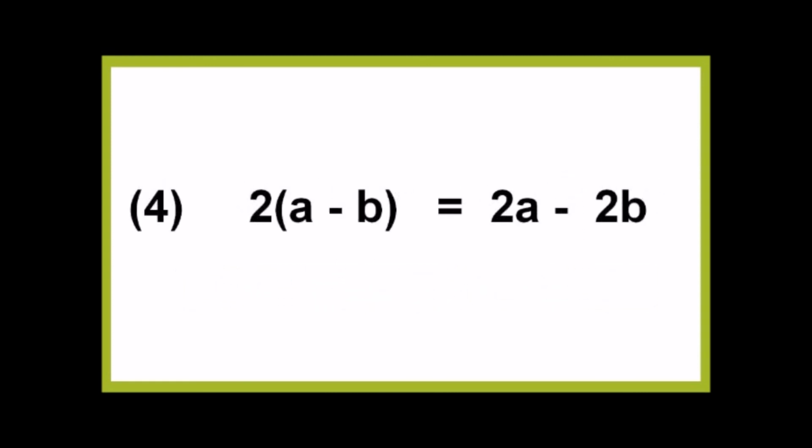Number 4. 2, open parenthesis, A minus B, close parenthesis, is equal to 2A minus 2B. Is it commutative, associative, distributive, identity, or inverse? Which property are we dealing with, guys? Let's see if you can come up with the answer before the answer is revealed.